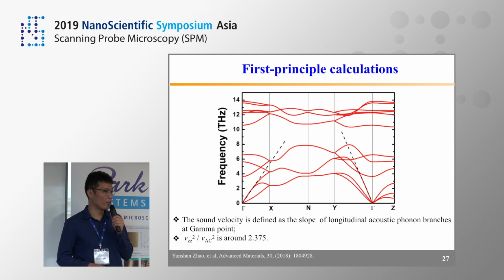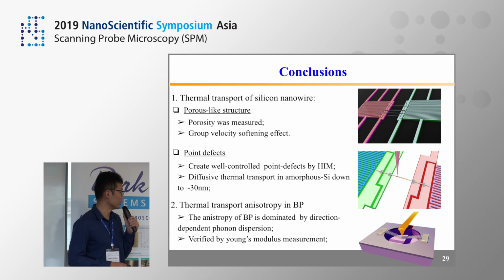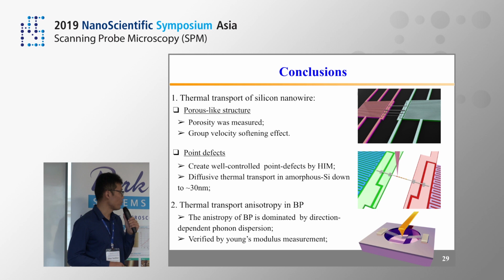So finally, my conclusion is here. In my study, I probed two different platforms. One is the nanowire, the other is the 2D layered black phosphorus. In the first story, I probed one single porous nanowire, and we showed that this ultra-low thermal conductivity is coming from the softened group velocity measured by the Young's modulus. We also generated a serious point defect concentration in the silicon nanowire, and we showed diffusive thermal transport in the amorphous silicon, even when the dimension goes down to 30 nanometers.